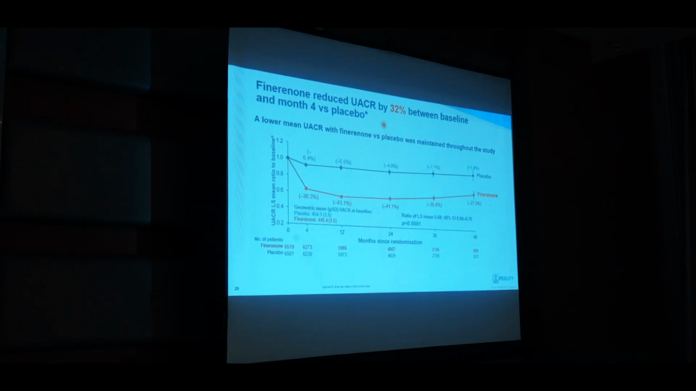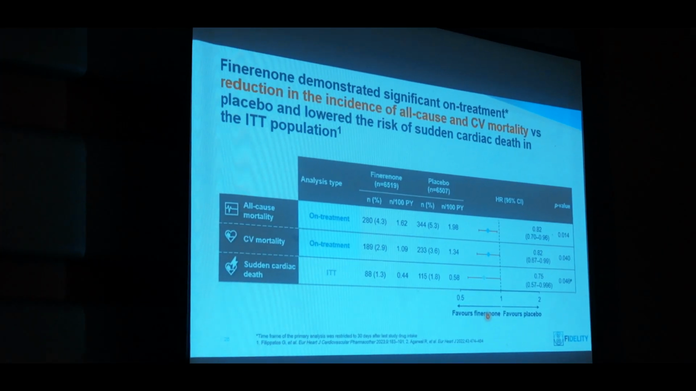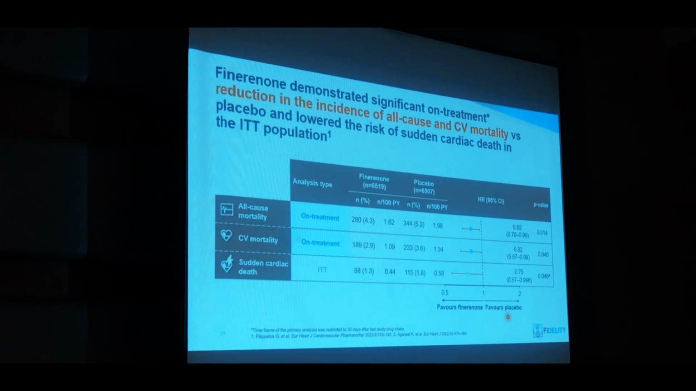Finerenone has been shown to reduce urine albumin creatinine ratio by 32% from baseline. This is a marked reduction you can observe within 4 months of giving finerenone. You can also see this plot where CV mortality, all-cause mortality and sudden cardiac death all tended to reduce with finerenone in diabetic kidney disease as compared to placebo.